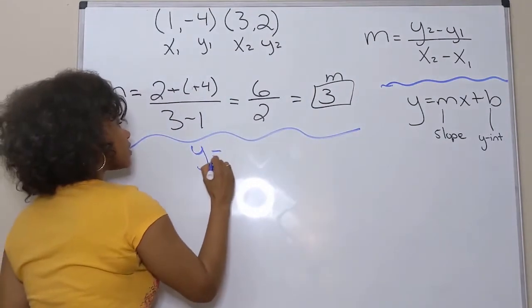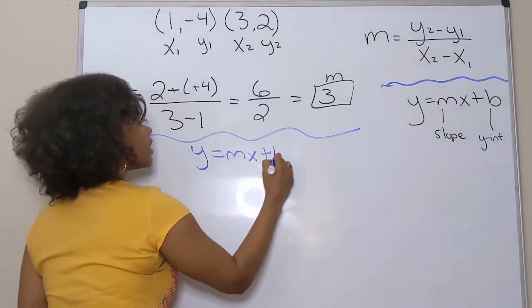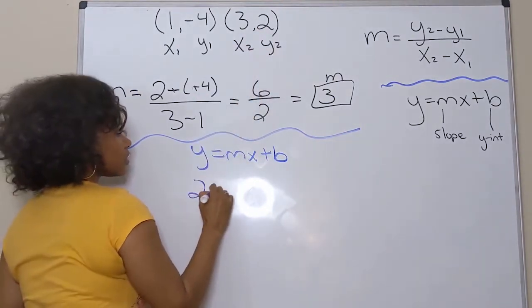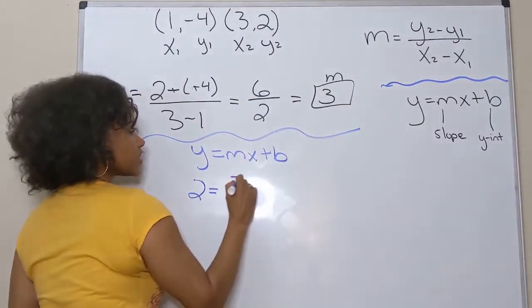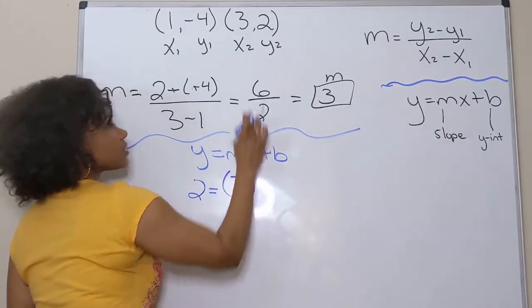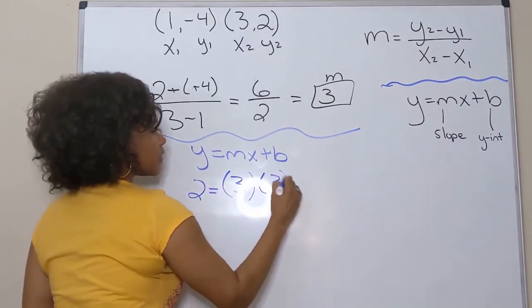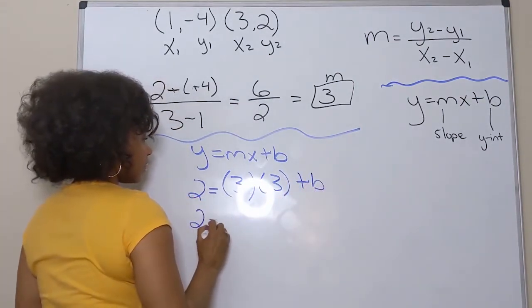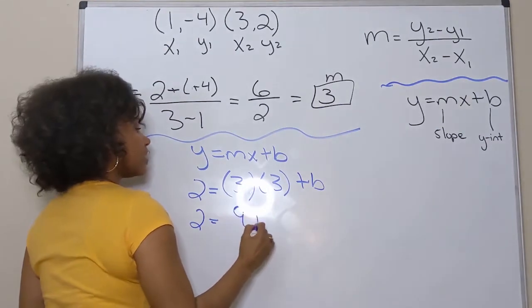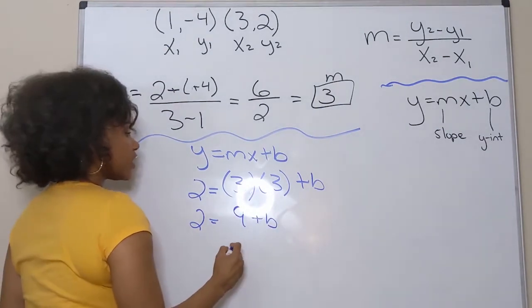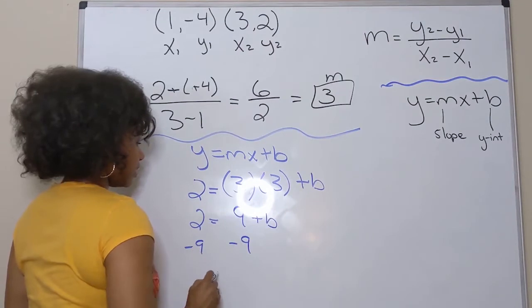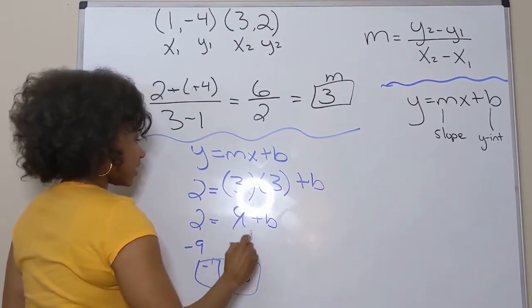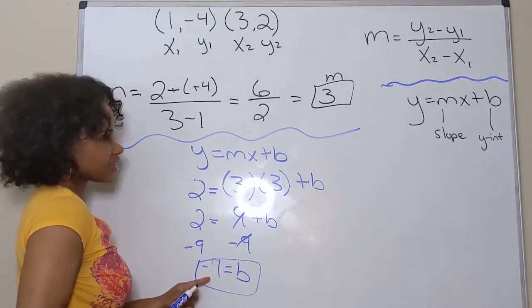Rewriting my slope-intercept form. Make sure I plug in everything correctly. So my y is 2. My slope, m, is 3. My x is 3. So in both cases there are 3. Plus b. 3 times 3 is 9. Plus b. One-step equation. Subtract 9. 2 minus 9 is negative 7. The 9's cancel out. So my b is negative 7.